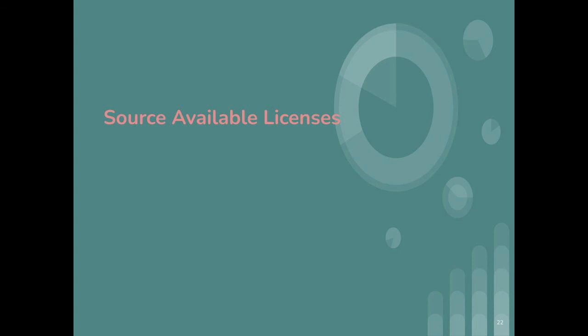Source available licenses are free of charge, and they are source code licenses, but they don't allow you to do certain things. And those certain things that they don't allow you to do are the things that the licensor who's deploying the business model wants to reserve for itself as a way to monetize their software product.